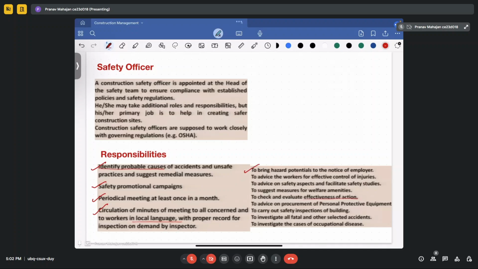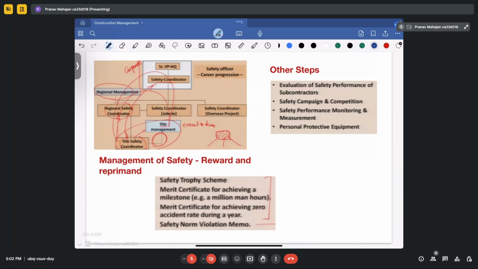Next is to bring hazard potential to the notice of the employer. Next is to advise the workers regarding effective control of injuries. Then to check and evaluate the effectiveness of the action. Next is to carry out safety inspections of the building and to investigate the cases of occupational disease that are occurring at different sites. So this is the hierarchy of the safety personnel that are involved in the site.